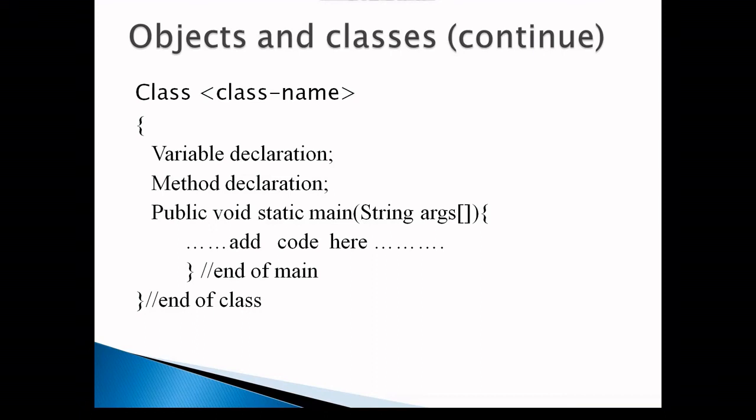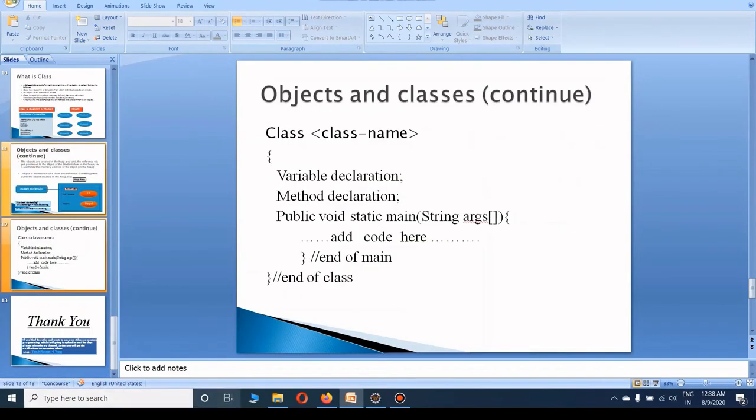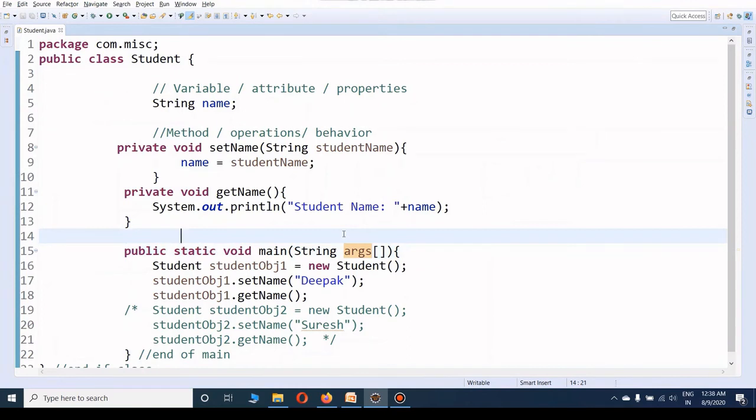There are a lot of ways we can use these variables and call the methods, but for the time being we will understand this by a simple program. I will show you how we can write the code. See, I have already written this code: public class Student. I have created one class, Student. Here I have taken one property, that is String name. We can also call it a variable, attribute, or property. And two methods are there, setName and getName. We can also call them methods, operations, or behavior.